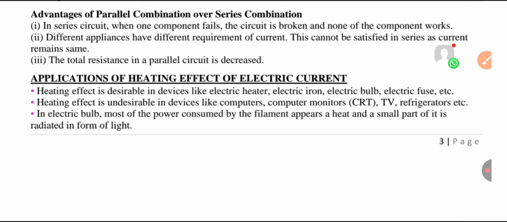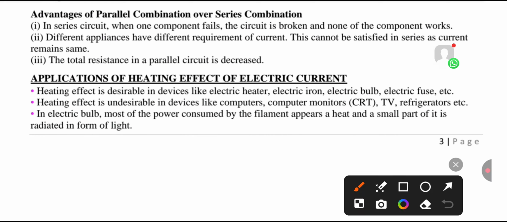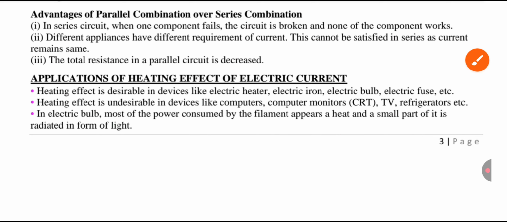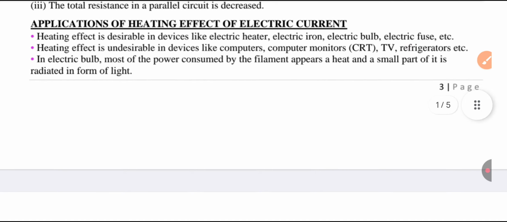Advantages of parallel combination over series combination is a very important question for the annual exam for 2 marks. In a series circuit, when one component fails, the circuit is broken and none of the components work. Different appliances have different requirements of current. This cannot be satisfied in series as current remains the same. The total resistance in a parallel circuit is decreased.